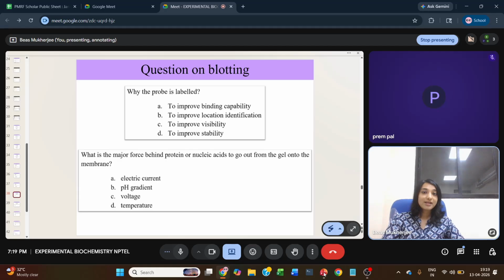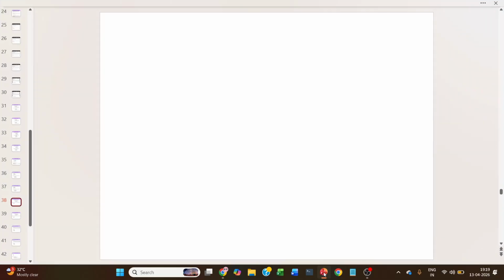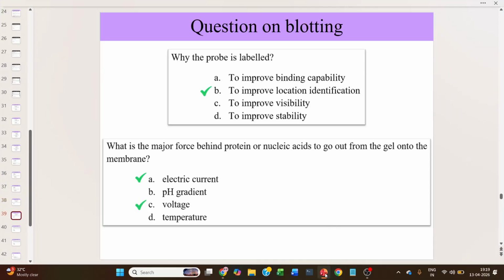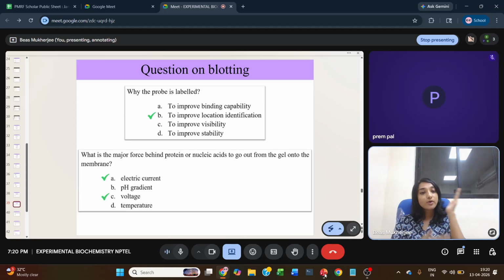Probes, location. Okay, so we will look at that. Now, what is the major force behind proteins and nucleic acids to get blotted onto the membrane? Electric current. Acha. So, we'll look at the right answer. Basically, yes, it is for location identification. It will go and sit somewhere, and where it is sitting, that we want to know. So, that is why location identification is the right answer.